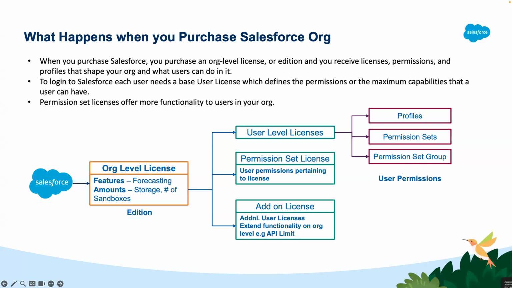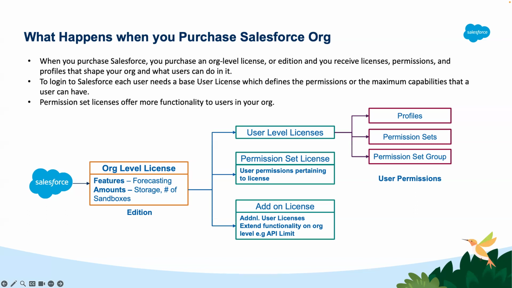So basically, can I create a new record? Can I create a new account or onboard a new customer? Am I able to delete my records from the system? All these are permissions which are driven by your user level licenses. There are certain permissions which are directly controlled on the user level. There are certain permissions which will be extended.